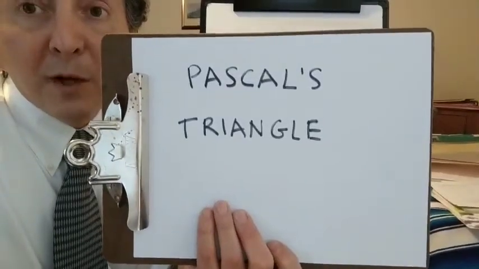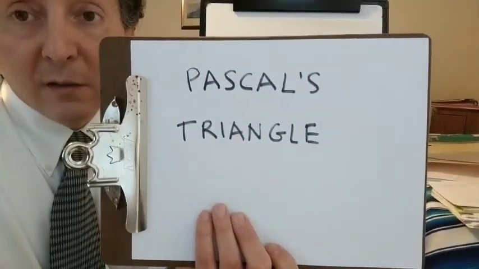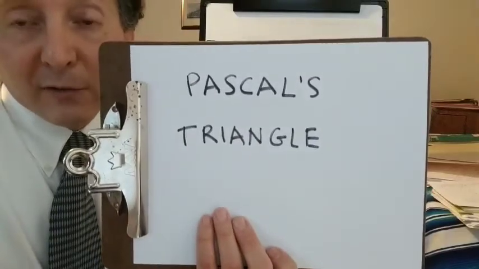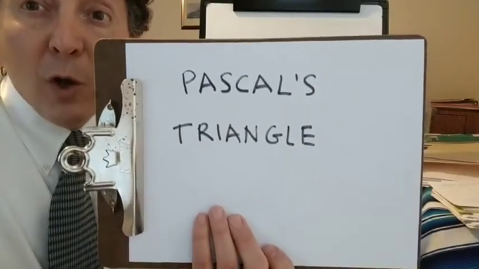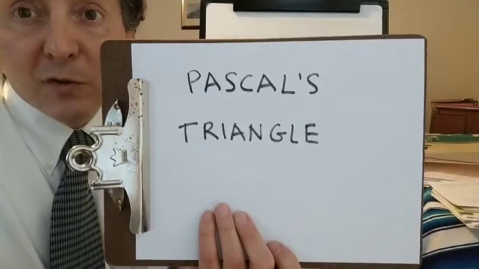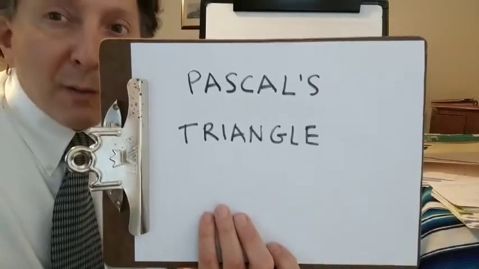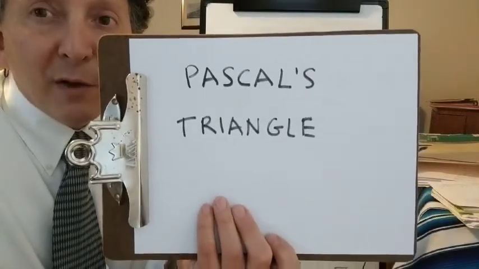We can compute the binomial coefficients n choose k using n factorial, k factorial, and n minus k factorial. Or when n and k are small, sometimes we just use Pascal's triangle. You've probably done that before. Let me remind you how that works.